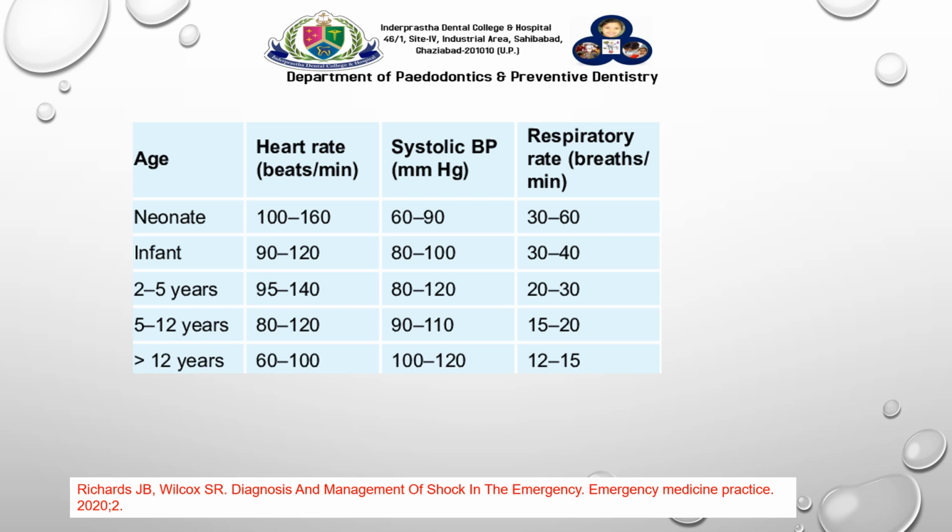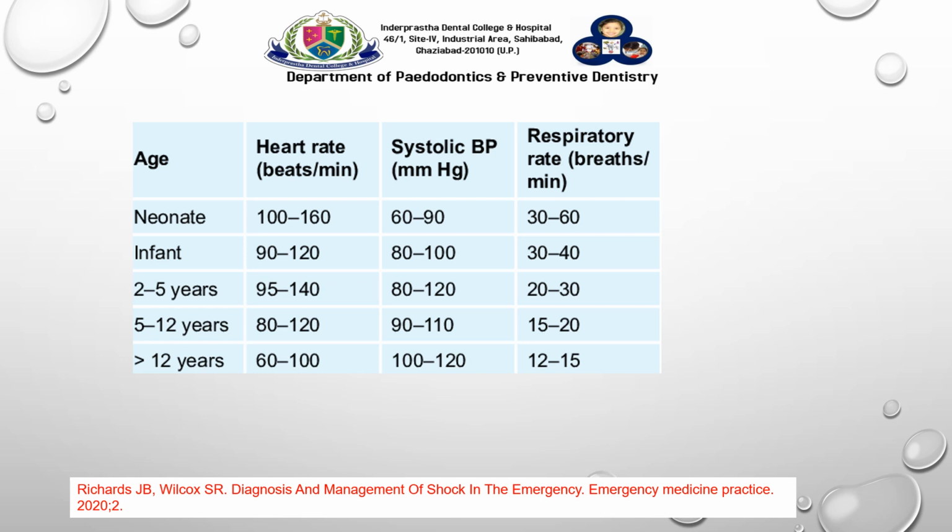It is important to know the normal heart rate, systolic blood pressure and respiratory rate when we want to know what is abnormal. As the age increases, the heart rate tends to decrease. In a neonate, the heart rate is high because the vagus has not developed. As the age increases, by the age of 6 to 8 years, the vagus has developed fully and the heart rate tends to become normal as that of an adult. In a neonate, the heart rate is about 100 to 160 beats per minute, and by the age of 12 years, it becomes normal, like 60 to 100 beats per minute.